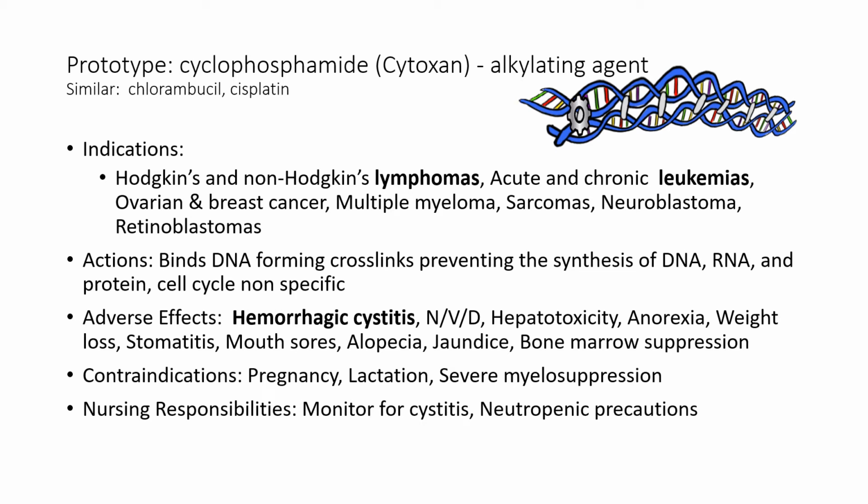So how does cyclophosphamide work? It binds DNA and forms cross-links that prevent the synthesis of the DNA. Okay, so it's blocking DNA synthesis.